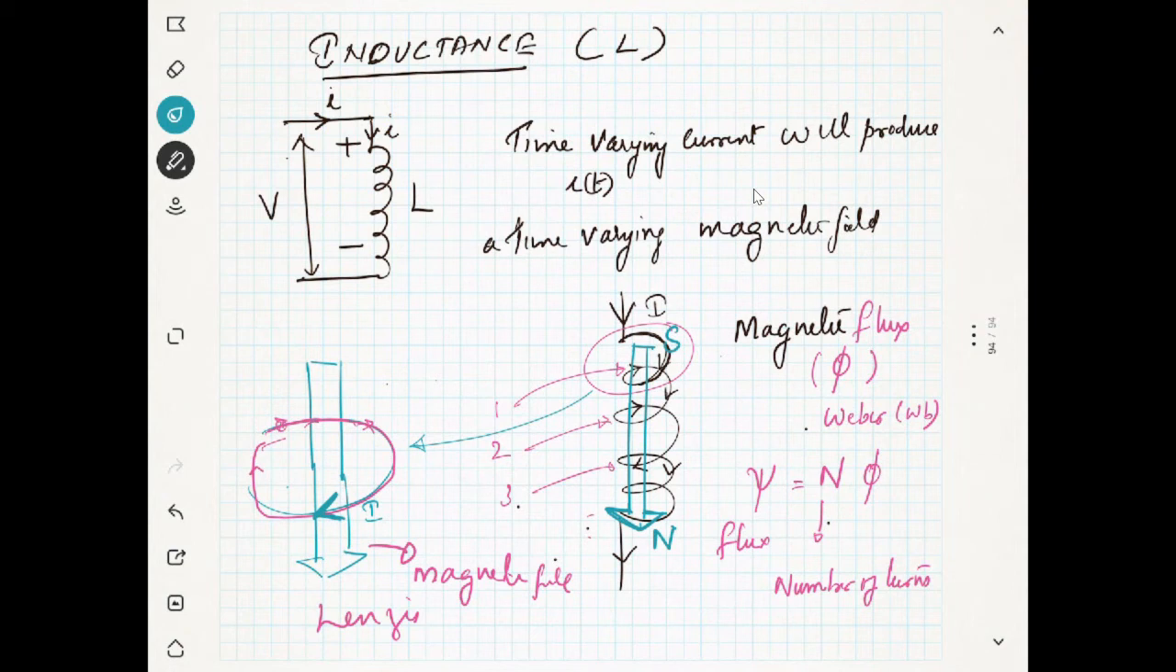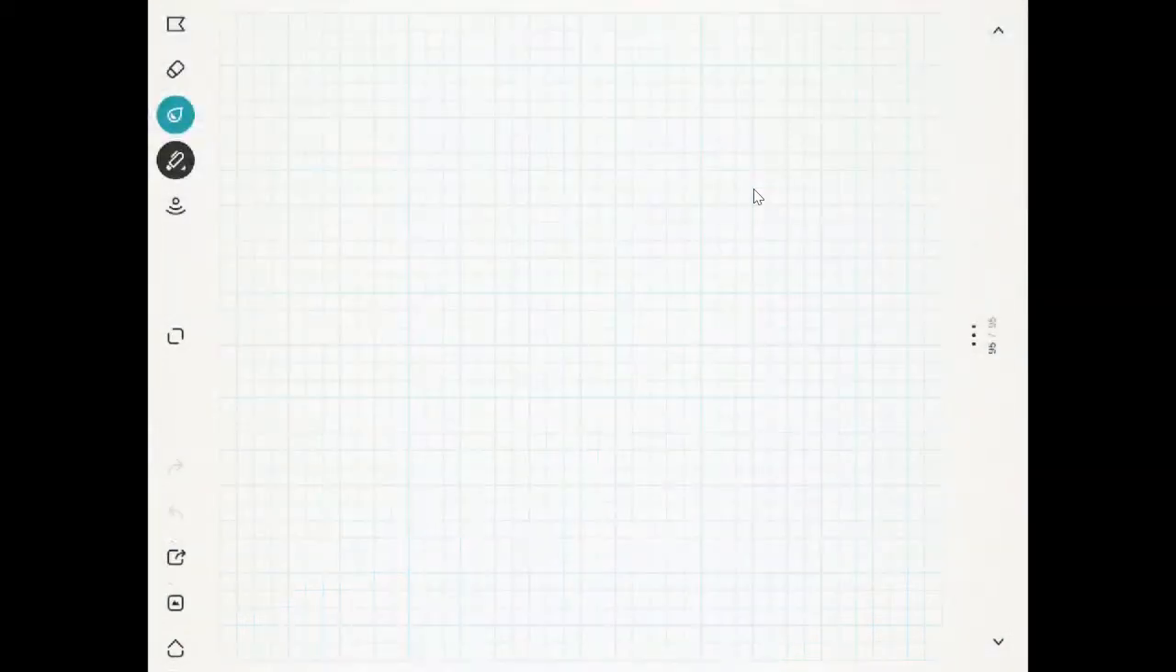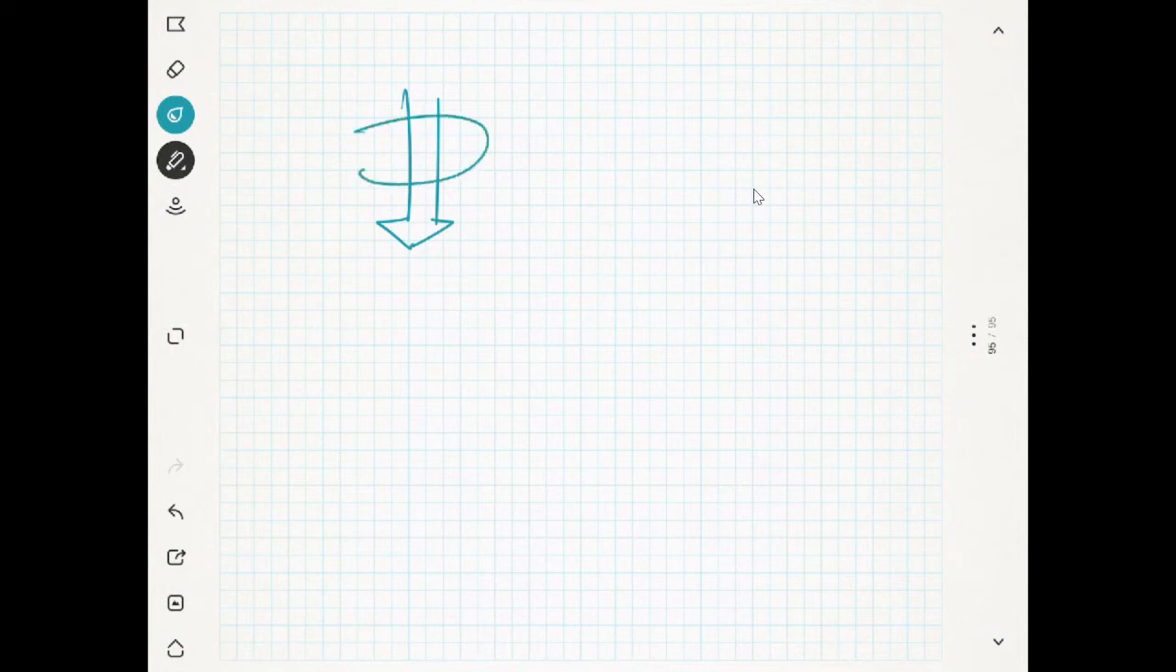there will not be any EMF, right? I will explain once again this thing. Suppose you have a magnetic field, this, and you have a coil.